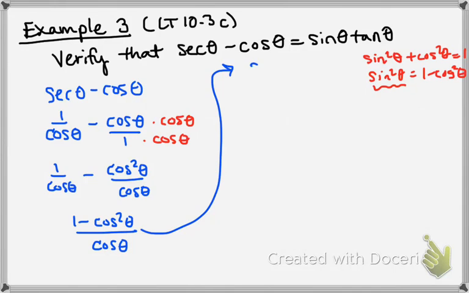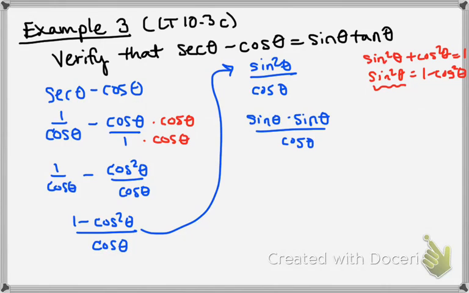So on top now, I have the sine squared of theta over the cosine of theta. And then because I know that I'm looking to get, remember, the sine times the tangent, I'm going to separate this out, and I'm going to think of it as the sine of theta times the sine of theta on top over the cosine.